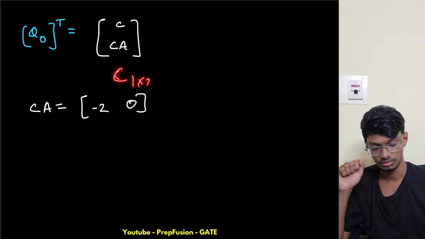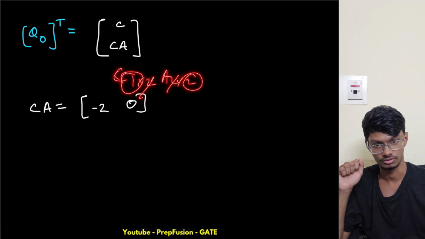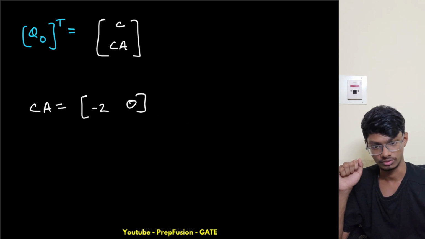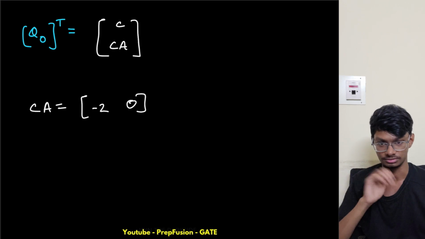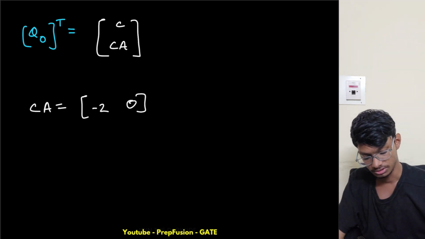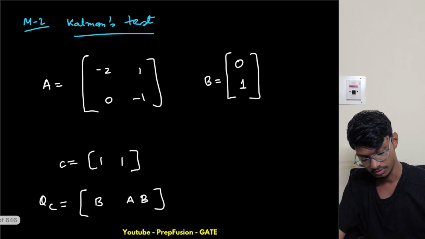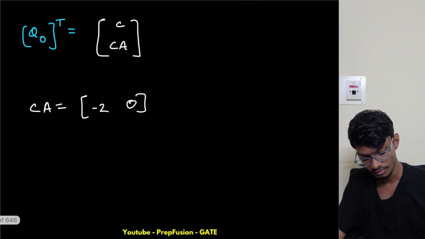C is 1 cross 2 and A is 2 cross 2. This 2 will cancel and I will be left with 1 cross 2, so this will be a 1 cross 2 matrix. That's how you can understand whether the result is correct or incorrect. That is the main thing. So this is CA, and C we know is 1 comma 1. So this will be simply 1 comma 1, minus 2 comma 0.